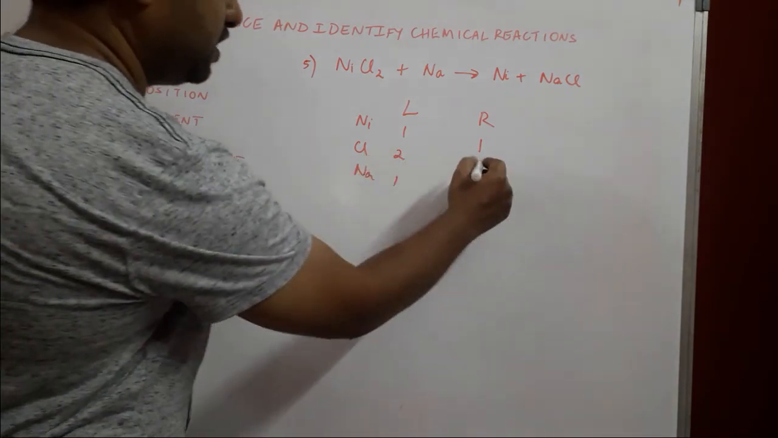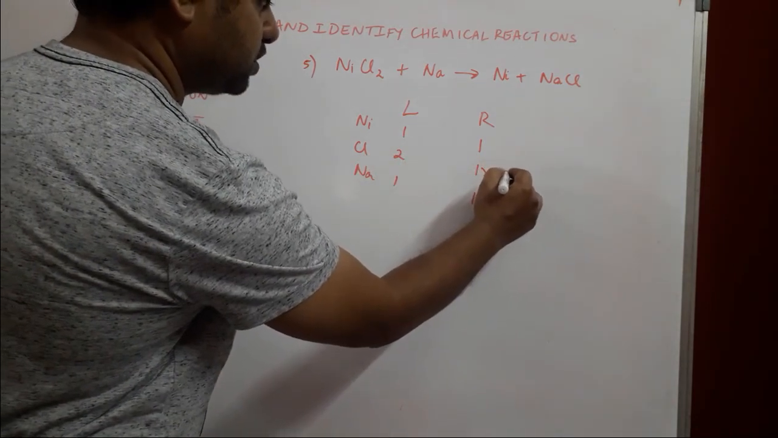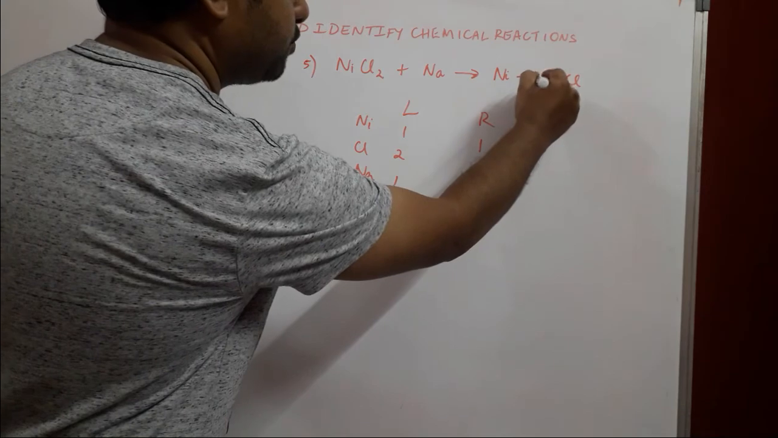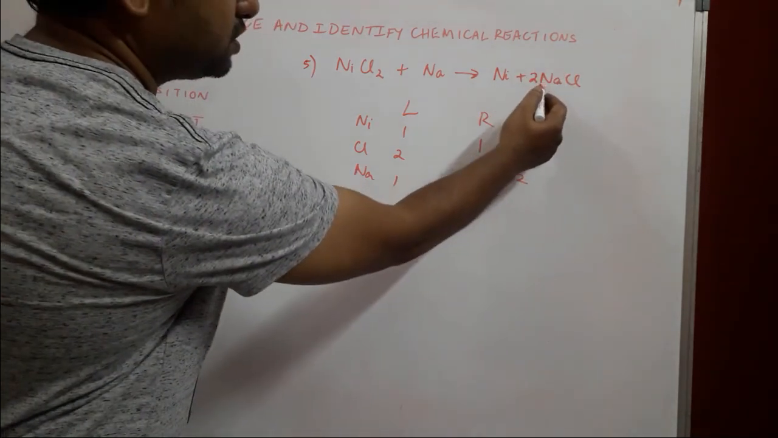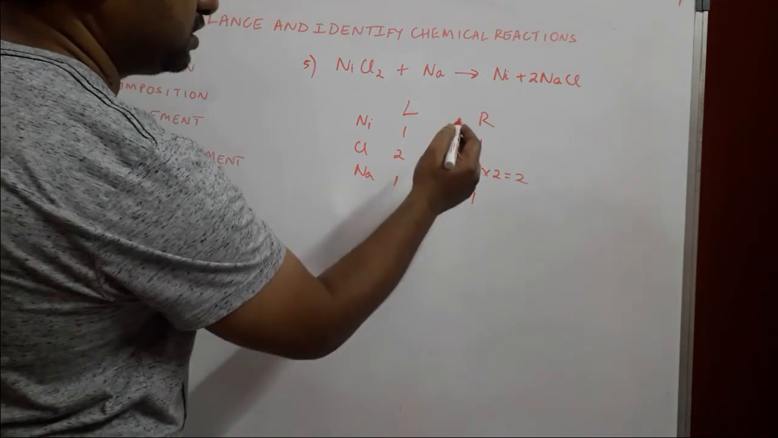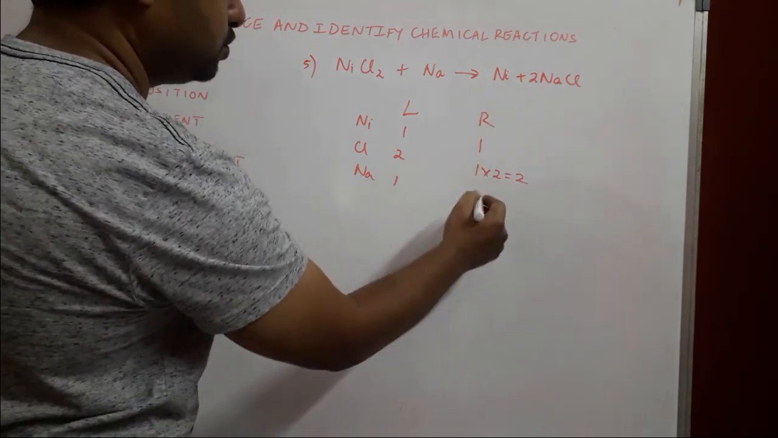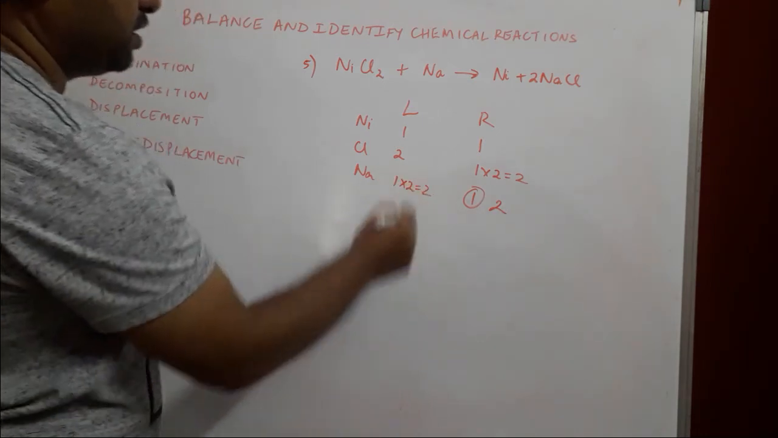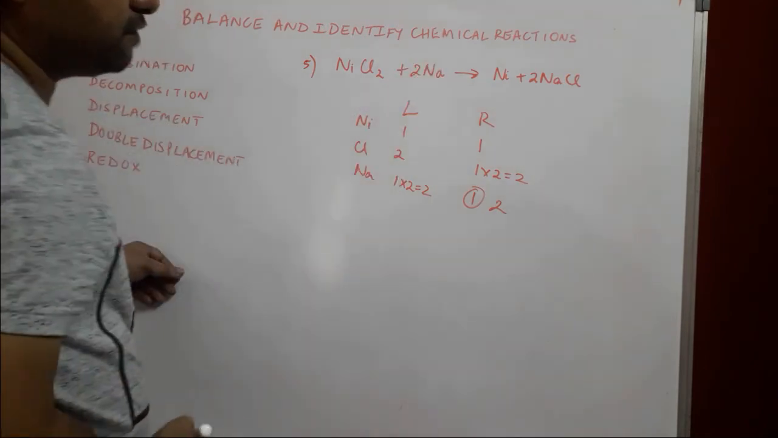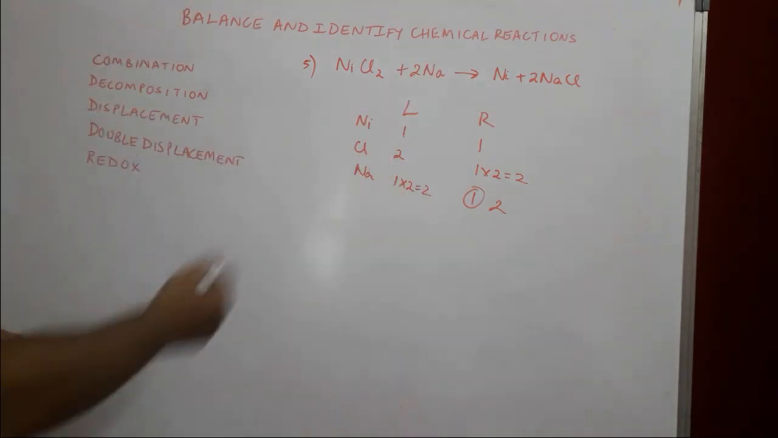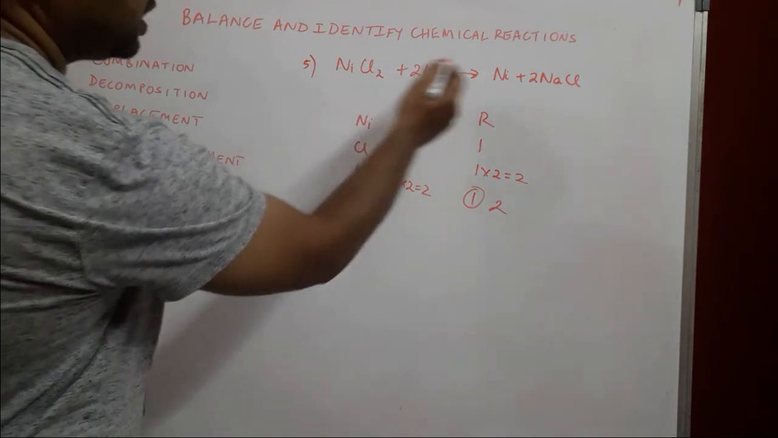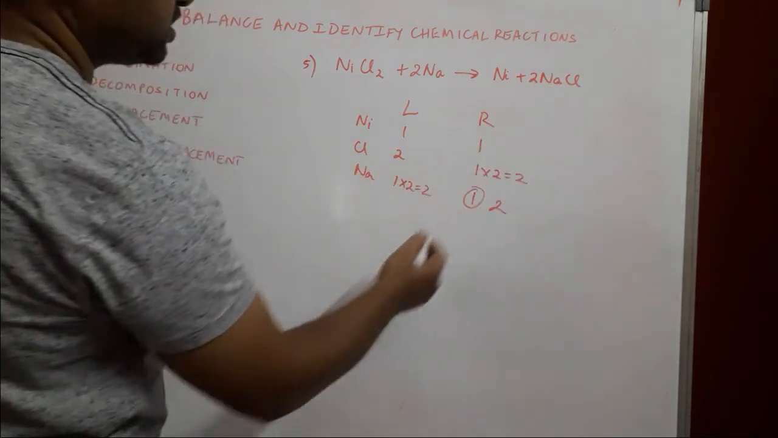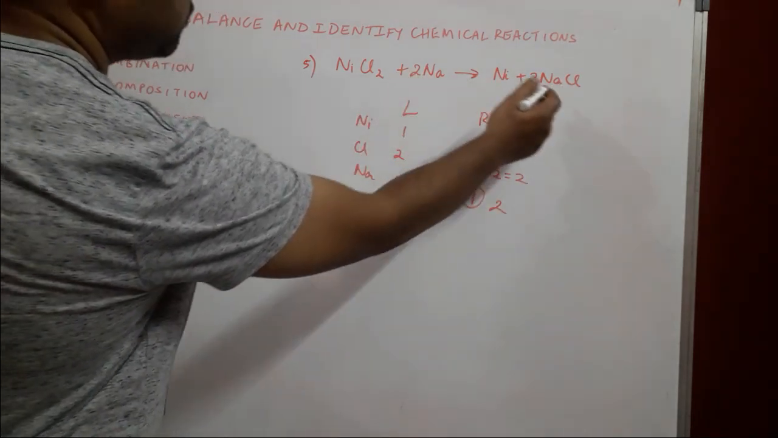To balance chlorine, we'll have to multiply this product side with 2 to get 2 chlorine atoms. To reflect that, we'll have to put a 2 in front of NaCl, as a result of which the number of sodium atoms on the product side changes from 1 to 2. To balance that on the reactant side, we multiply it by 2, and so we'll have to put a 2 in front of sodium. Is this balanced now? Yes, it is, because we've got 1 nickel on the reactant side as well as on the product side, 2 chlorine atoms on the reactant side as well as the product side, and 2 sodium on the reactant side as well as the product side.